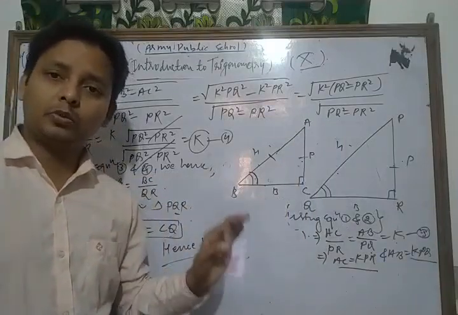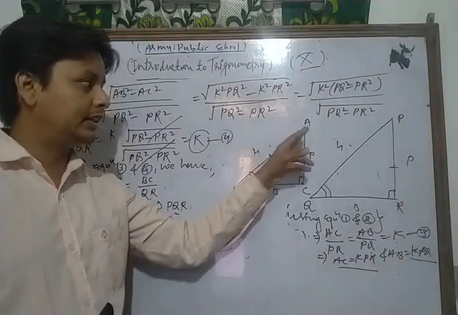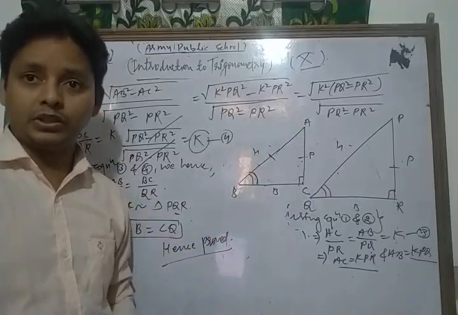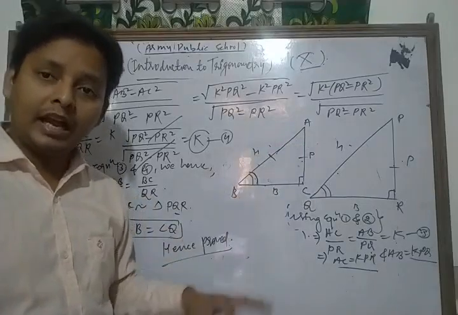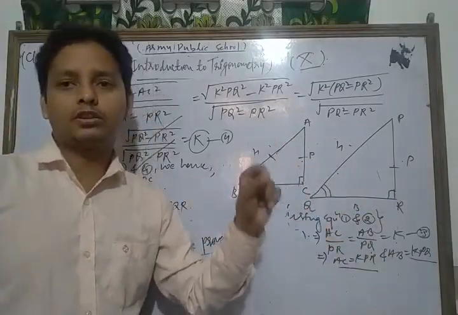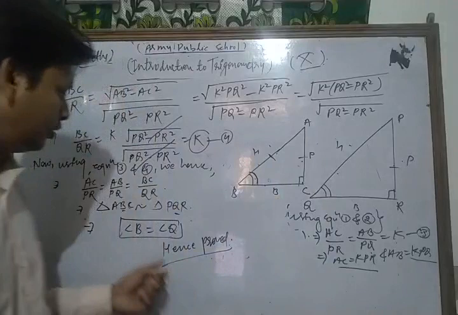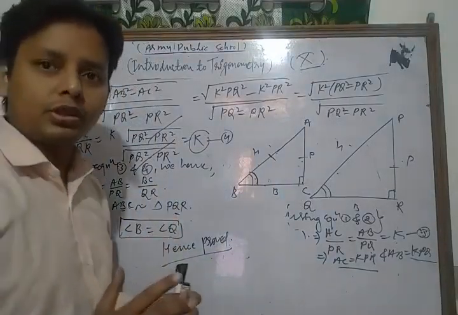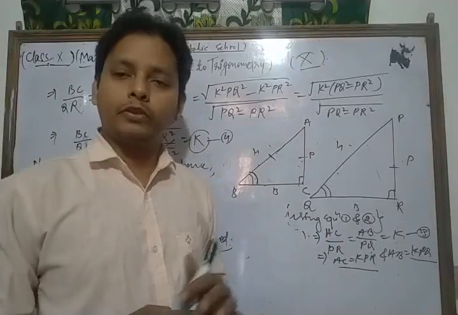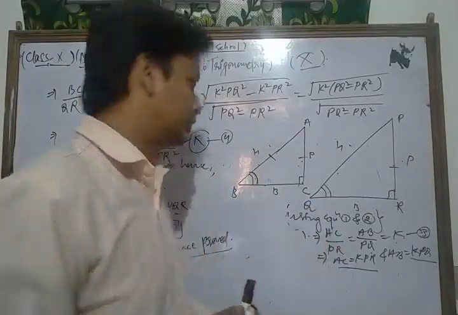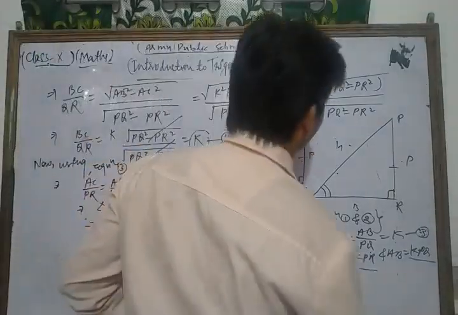If their corresponding sides are proportional, then the triangles are similar to each other, and if they are similar, then their corresponding angles are also equal. This is the concept. Now we have to write angle B is equal to angle Q. So this is a very important question. Dear students, first of all revise that question and do more and more practice of all the questions of your NCERT exercise.